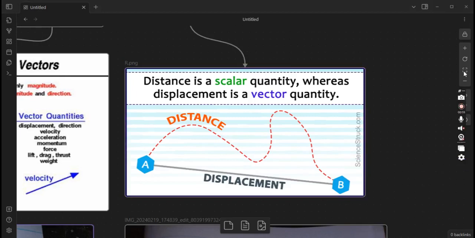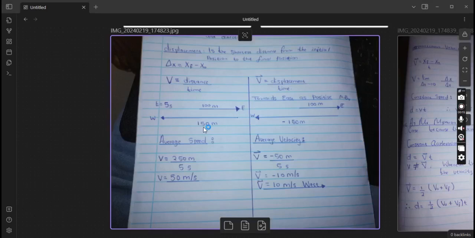I draw it on the paper. Then we have the change in x, which is equal to x final minus x initial. We have the equation of the average speed, which, as we know, is the rate of change of distance, and the average velocity on this side is the rate of change of displacement.